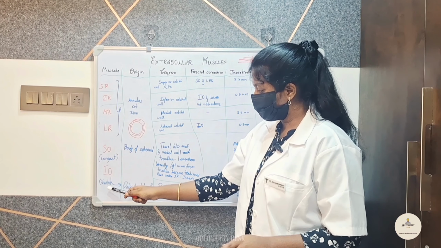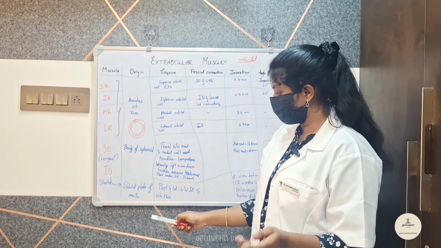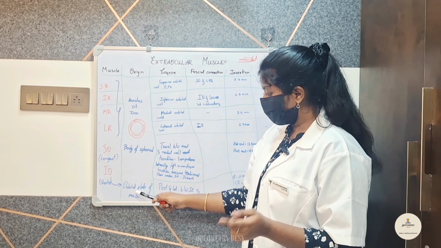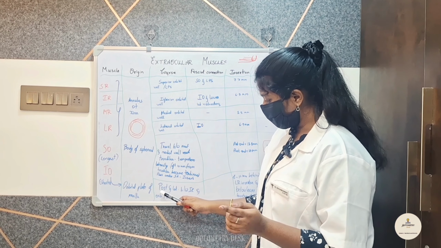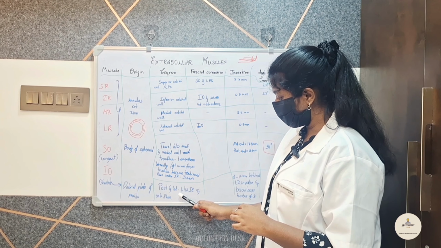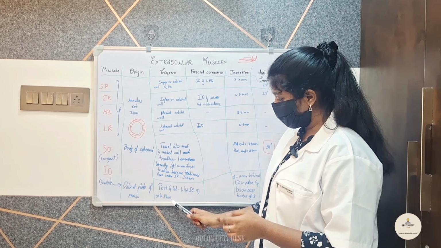Next, inferior oblique. It is the shortest muscle of our extraocular muscles. It arises from the orbital plate of our maxilla. It travels posteriorly and laterally between our inferior rectus and the orbital floor.